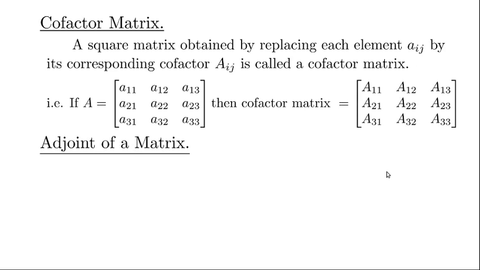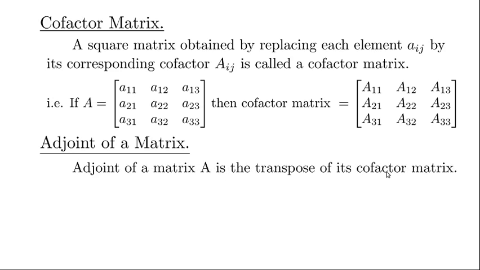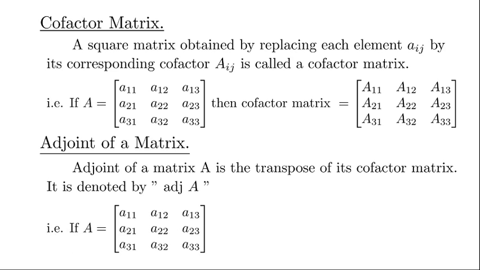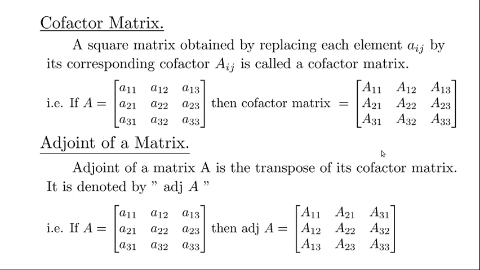Then adjoint of a matrix. The adjoint of a matrix A is the transpose of its cofactor matrix. Generally it is represented as adj A, that is adjoint A. Therefore, if A is this, then these cofactors are written column wise. First row is written as first column, second row elements are written as second column, third row is written as third column. So it is the transpose of this matrix, and that is nothing but the adjoint of A. So the adjoint of A is the transpose of the cofactor matrix.